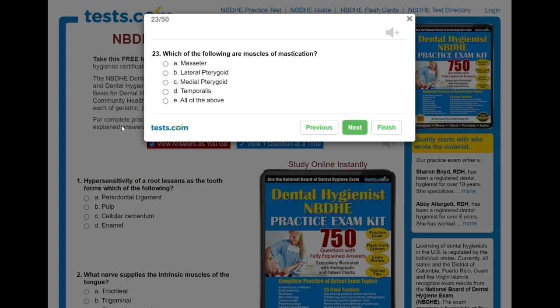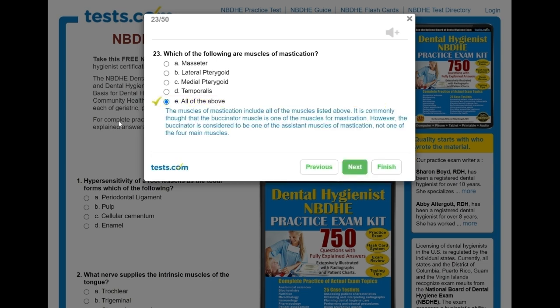Question 23. Which of the following are muscles of mastication? A. Masseter. B. Lateral pterygoid. C. Medial pterygoid. D. Temporalis. E. All of the above.